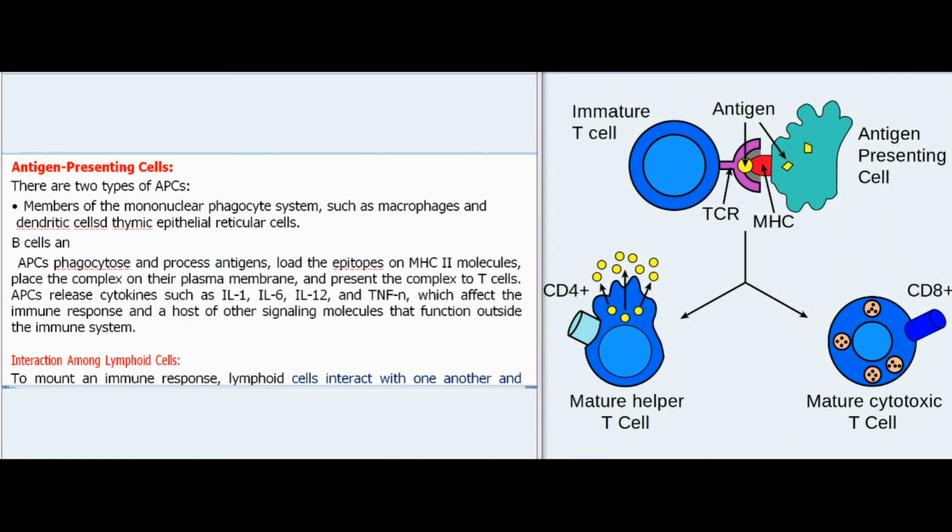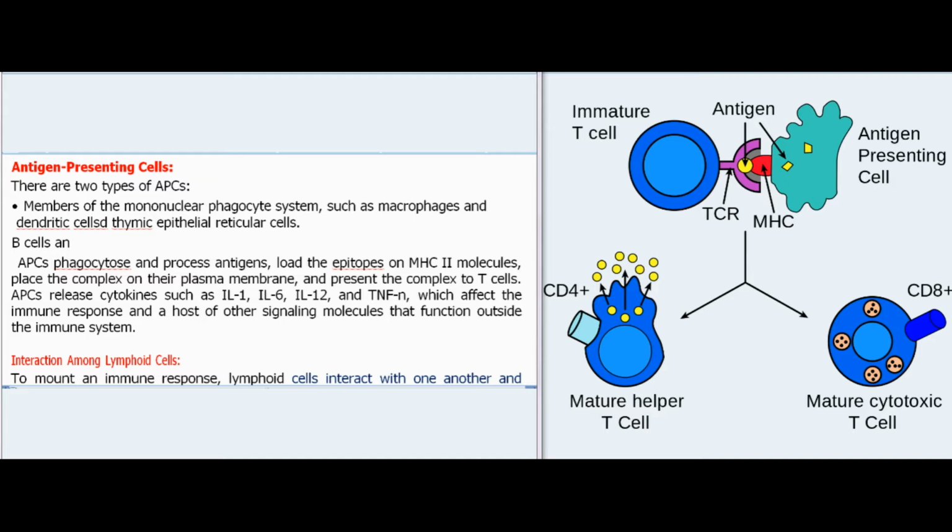There are two types of APCs: members of the mononuclear phagocyte system, such as macrophages and dendritic cells, and thymic epithelial reticular cells. B cells and APCs phagocytose and process antigens, load the epitopes on MHC2 molecules, place the complex on their plasma membrane, and present the complex to T cells. APCs release cytokines such as IL-1, IL-6, IL-12, and TNF-α, which affect the immune response, and a host of other signaling molecules that function outside the immune system.